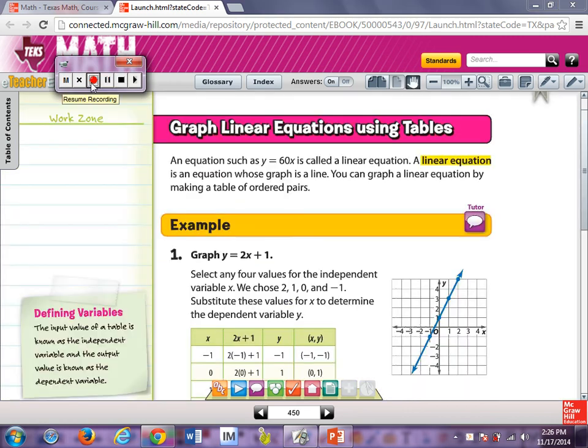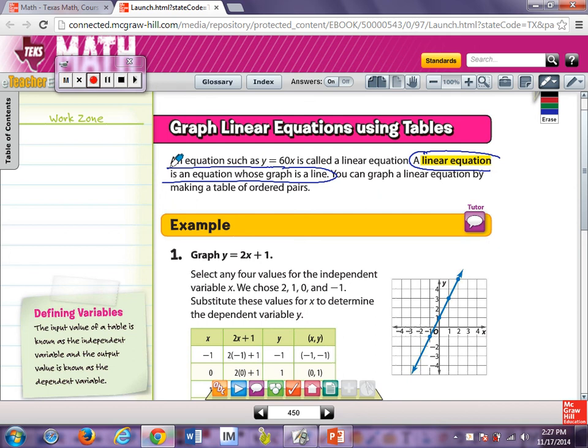All right, so now we're back here on page 450. Our topic for this page is graph linear equations using tables. And we have some information. Below it says, an equation such as y equals 60x is called a linear equation. A linear equation is an equation whose graph is a line. So right there, big definition. A linear equation is an equation that if you graph it, the graph will give us a straight line.